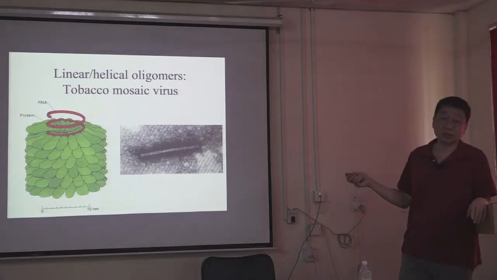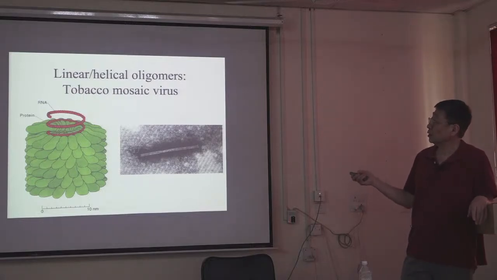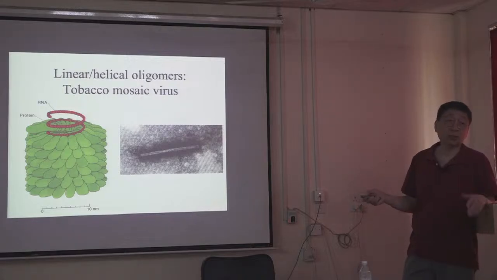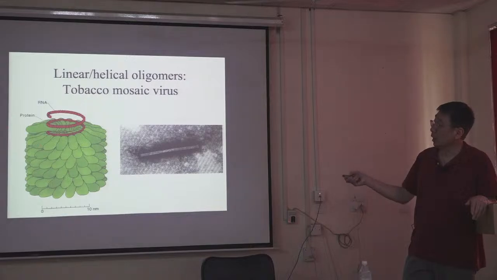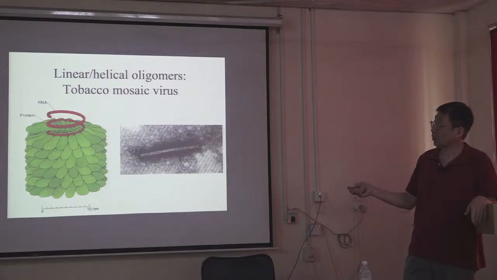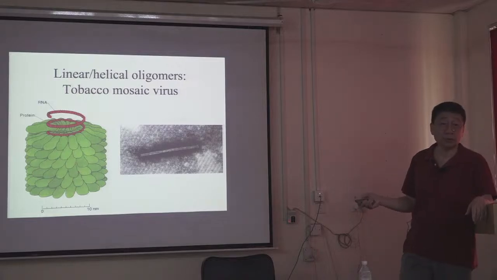So I'll just show you a few examples. First is linear oligomers. For example, in this case, tobacco mosaic virus. It has an RNA genome, shown right here, and it's coated by its coat protein, if you will. It surrounds this genome. If you look from the side, in the EM image, it's a rod-like structure. So you can imagine each one of those is a protein. It's a very large quaternary structure containing both RNA and protein.